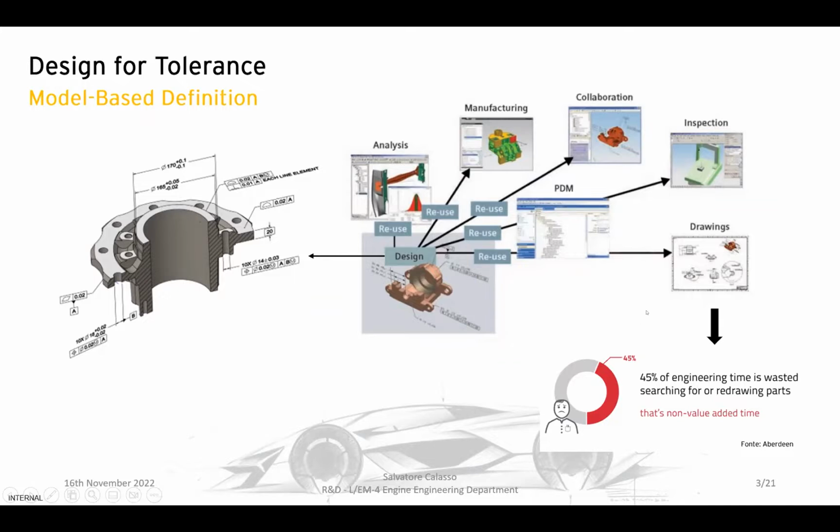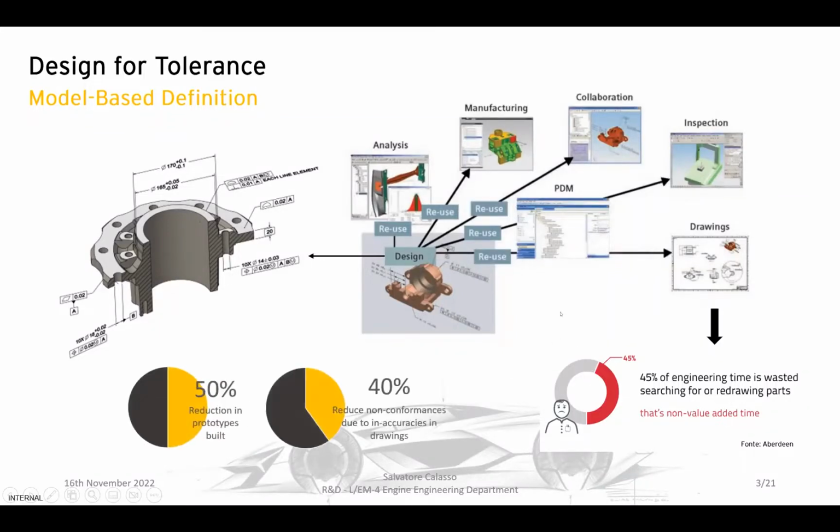One important data point that I was curious to note is that 35% of engineering time is wasted in searching for or redrawing the parts, and this is no value added time. Due to this method, the first data is that it produces a 40% reduction in non-conformances due to inaccuracy in the drawing, and at least a 50% reduction in prototype build.